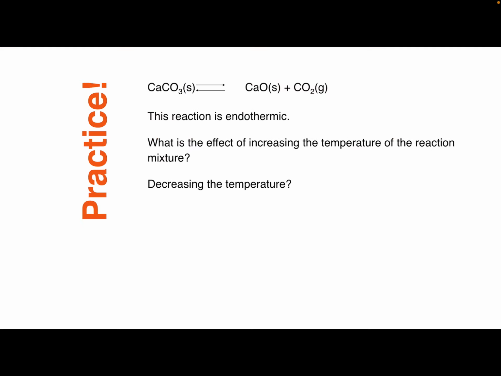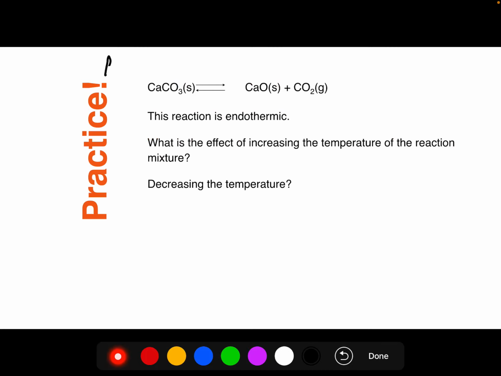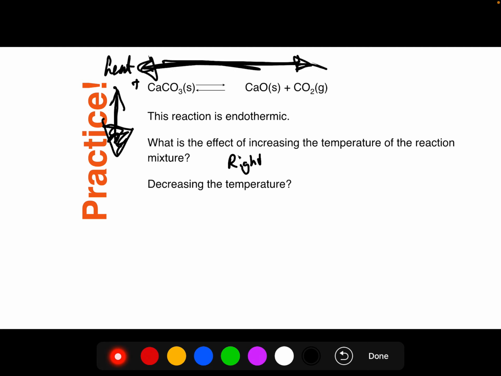Here is a practice. This is endothermic, okay? Endothermic means it uses heat, so we put heat on the reactant side. If I increase the temperature of the reaction, that's increasing this concentration. So if I increase the concentration of a reactant, it's going to go to the right. If I do the opposite and I decrease the temperature, well, decreasing the concentration of a reactant is actually going to send it this direction instead, so it would go left.